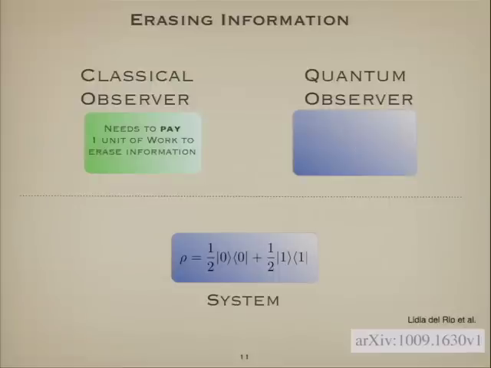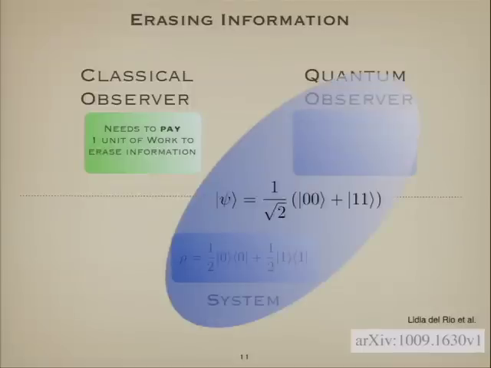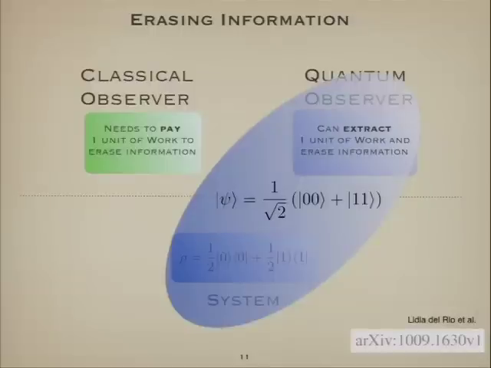Is it any different if we are dealing with a quantum observer? Yes. It could be that the quantum observer actually has the other half of a maximally entangled state, and then the system has the same correlations. And as was shown recently, in that case, you can actually extract 1 unit of work and erase the information to reset it to 0.